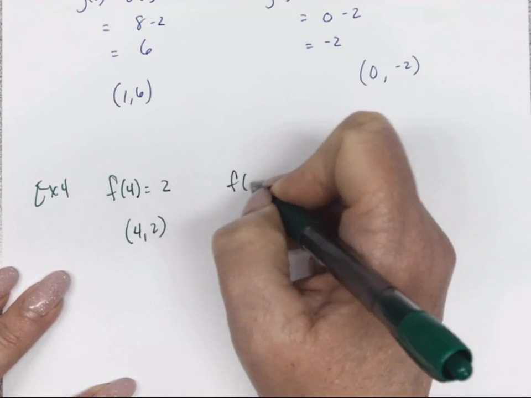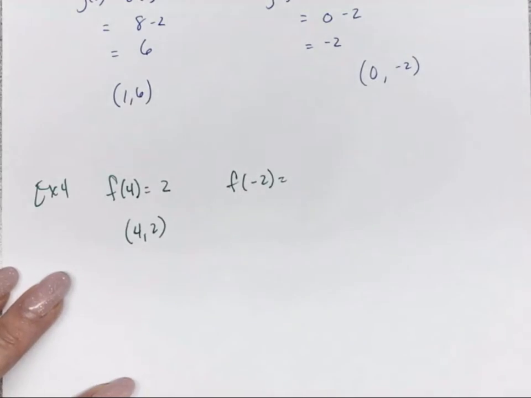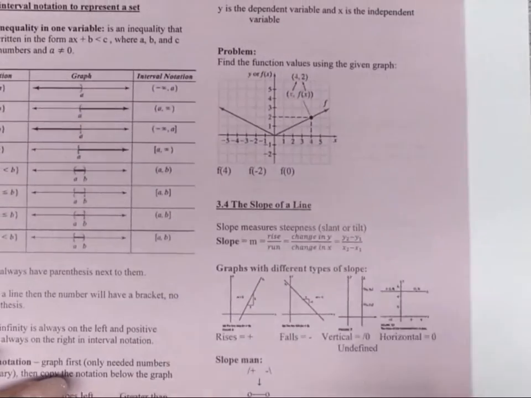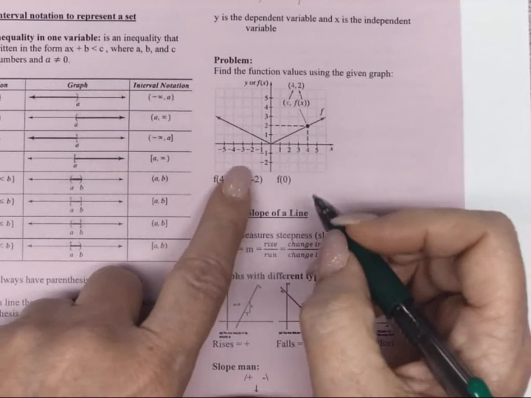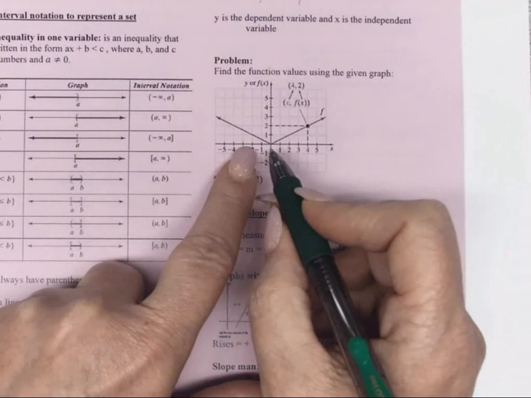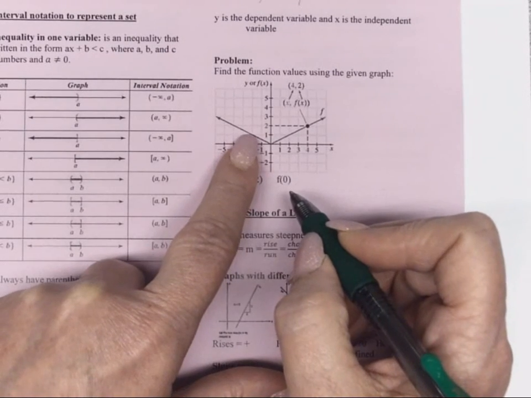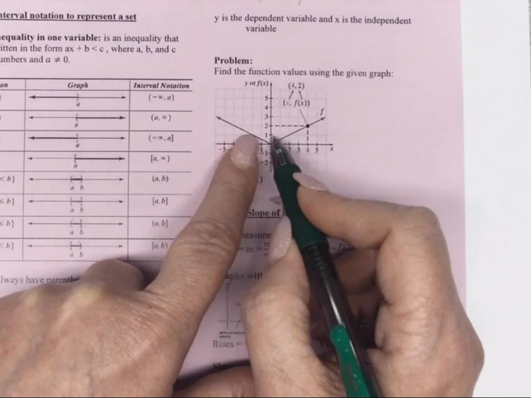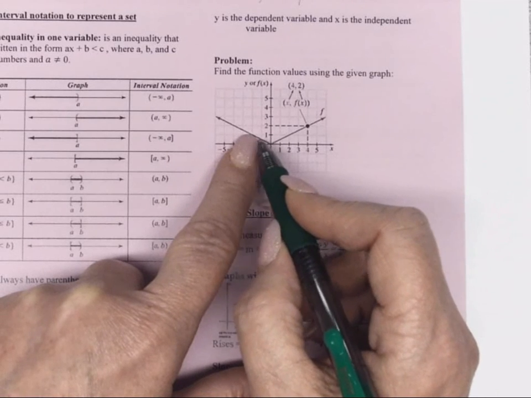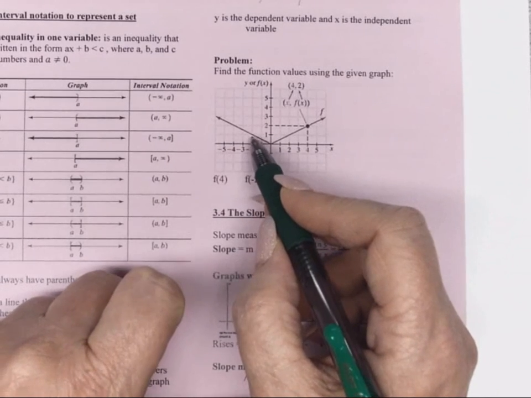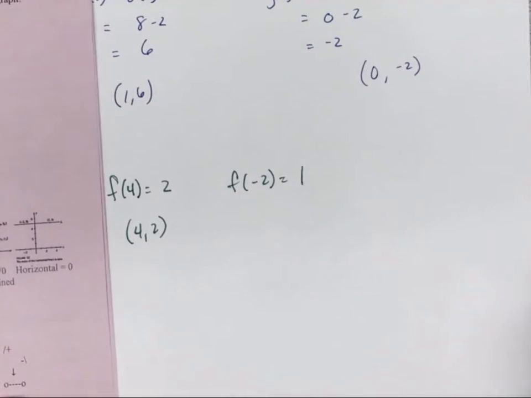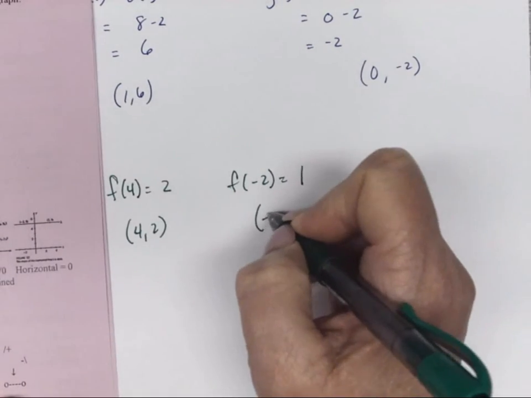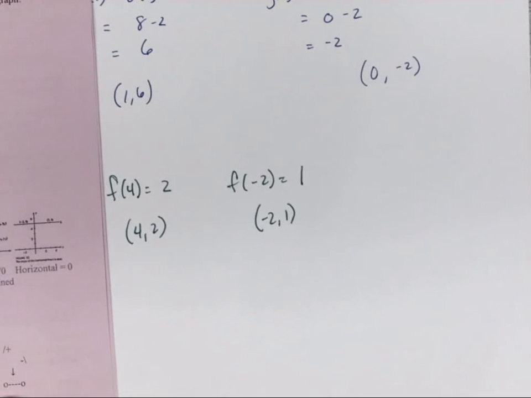We're also going to find f at negative 2. So f at negative 2, we come over to the negative 2 for the x and go up till we hit the graph, and we see that it's equal to positive 1. When we go up to the graph, it's at 1. So f at negative 2 equals 1. So the point would be negative 2, 1.